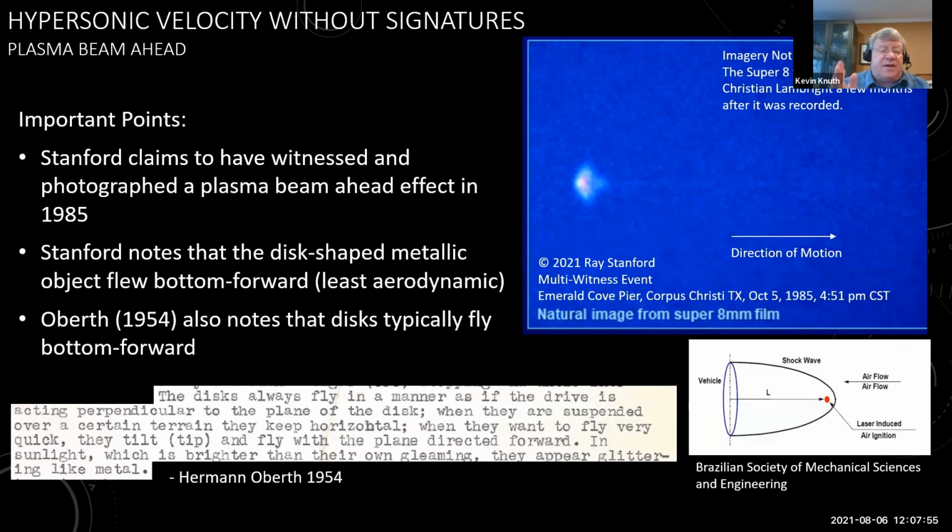What's interesting is that Herman Oberth mentions this as well in his 1954 presentation. He writes, "The discs always fly in a manner as if the drive is acting perpendicular to the plane of the disc. When they're suspended over certain terrain, they keep horizontal, and when they want to fly very quick, they tilt and fly with the plane directed forward," and so on. So next slide, please.